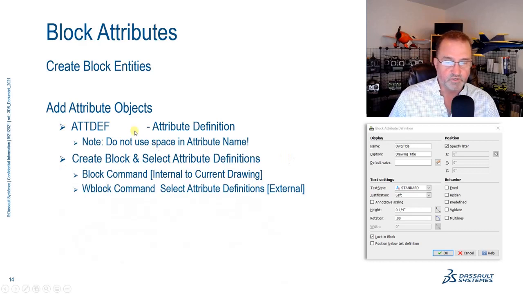So once you've created that attribute, then you use either the block command to create your block, or the W block command to create the drawing, and you go through the sequence of selecting the entities and then finally selecting the attributes in the order that you want.